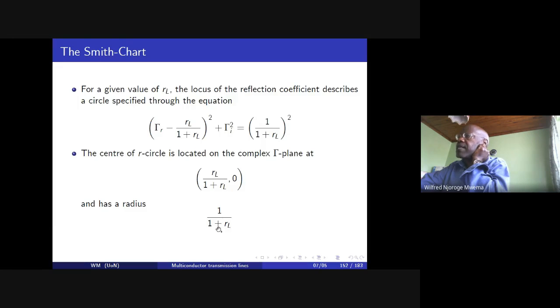That is, as R changes from 0 to infinity, the radius of the circle will be decreasing from an infinite radius, which is a straight line, to an infinitesimally small radius, which is a point. So it will be decreasing towards a point.